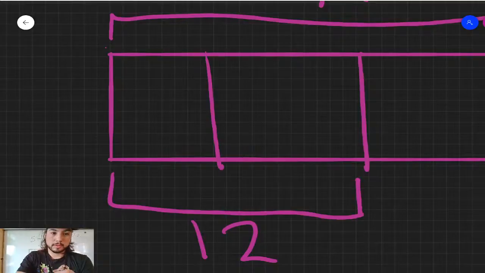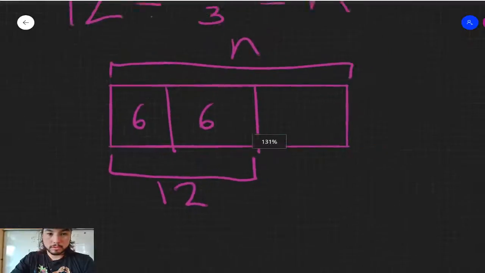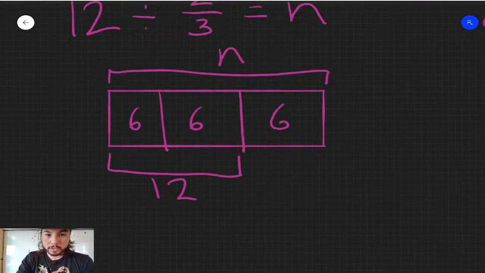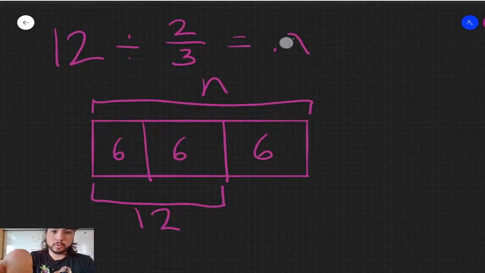Right? So in this case, we would get 6. 6 plus 6 equals 12. Would you agree? Yeah. So this third must also equal 6. So that means, what is the value of the whole thing? What's the value of our n? It would be 18.